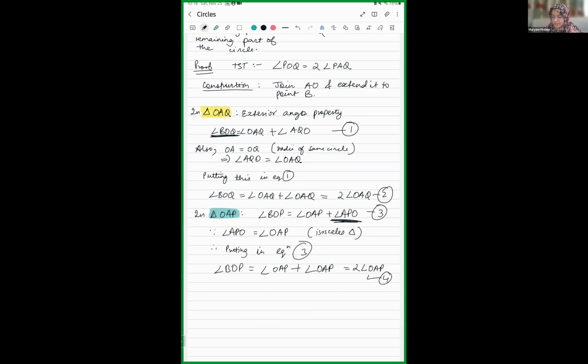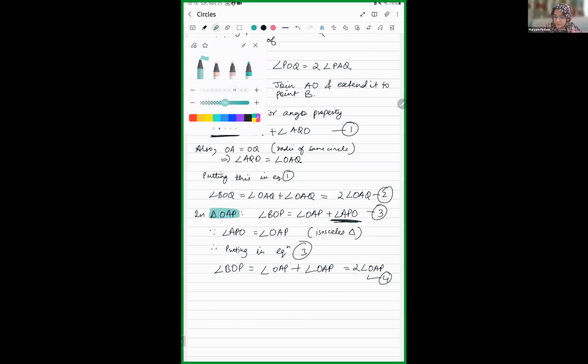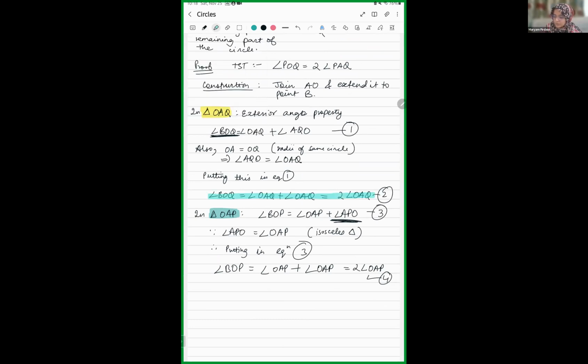Okay. So now what we do is, if we add these two equations, equation 2 and equation 4, let me highlight these two equations. Equation 2 and equation 4.